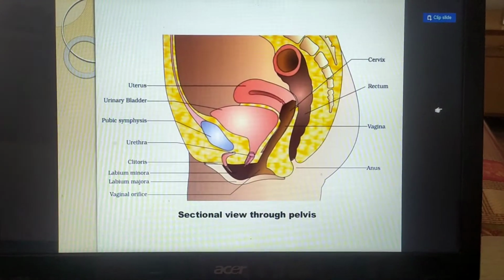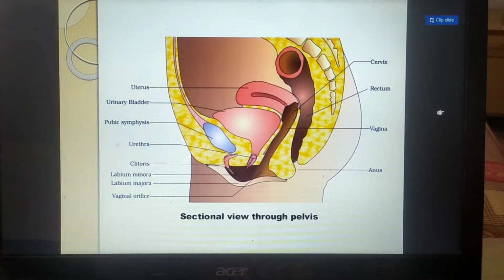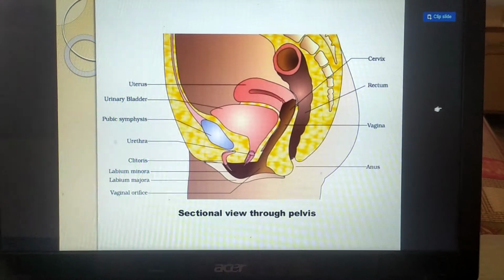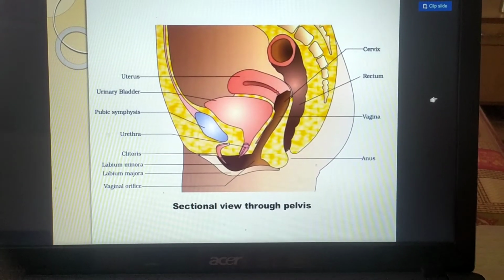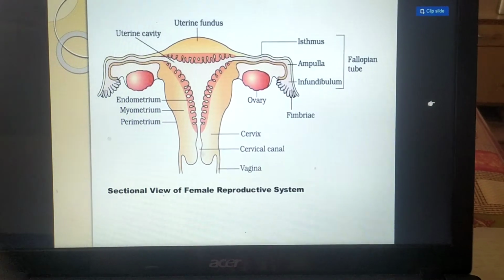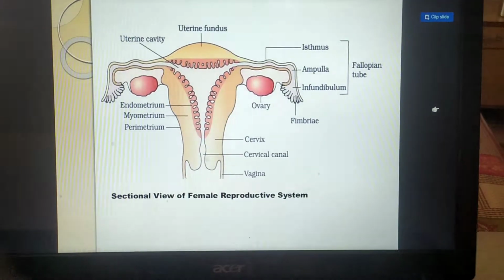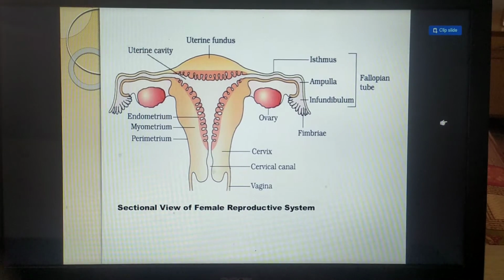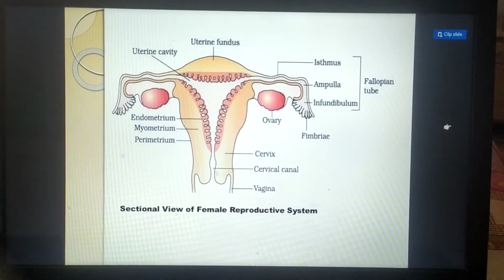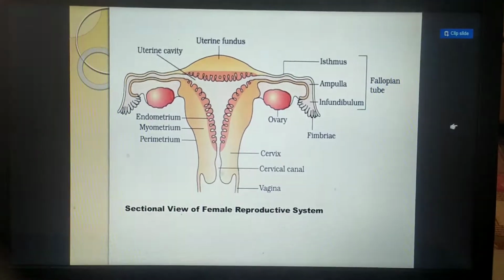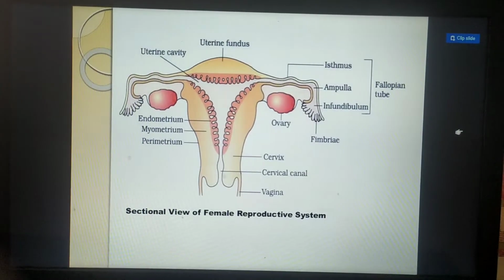Now this is the sectional view of the female reproductive system through the pelvis. Here you can observe where all the different parts are present. This diagram can be asked in the exam: draw and label the female reproductive system or female reproductive parts. So you have to draw this figure along with the proper labeling.